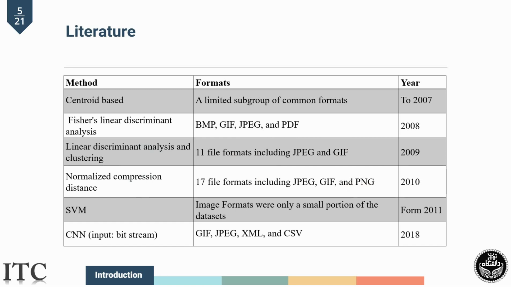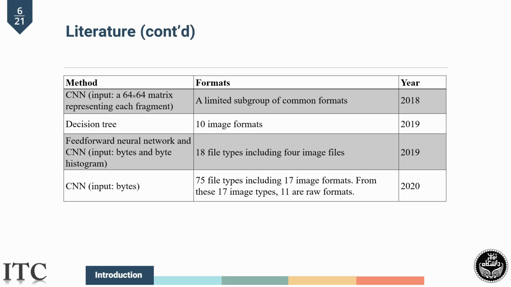In this slide and the next slide, we have summarized the literature review of image file identification. We don't mention the details of each research, but let's say that the techniques used for file type identification are evolving, and today researchers are using neural networks and deep learning for file classification. But image file format classification has not been the main focus of any work. And image formats were only a small portion of the data sets.